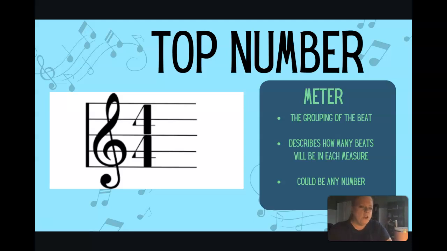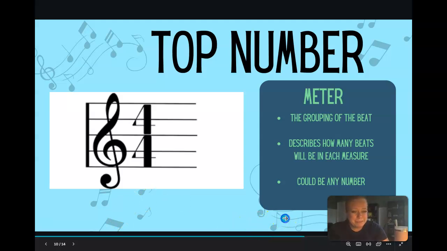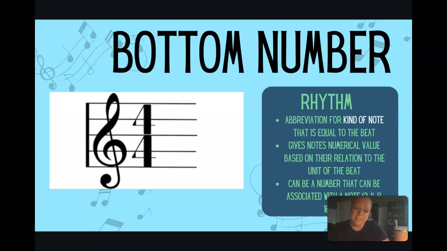So we could have 4/4 time, we could have 2/4 time, 3/4 time, 5/4 time, 6/4 time, 7/4 time, 8/4 time's a little weird, but I've seen it. And so on and so forth. It could be in literally any number. And so that's what we're connecting. Now, the second number, the bottom number, is a little different. The top number tells us about the beat. The bottom number tells us about the rhythm.